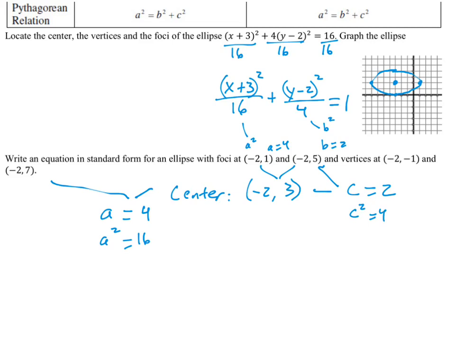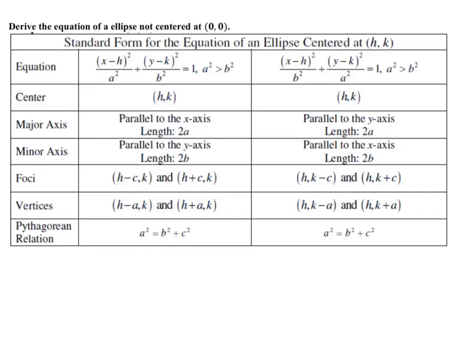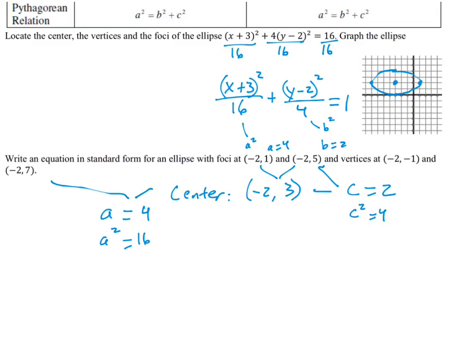And so we're going to use our Pythagorean relation to figure this out, which, remember, is a squared is b squared plus c squared, not the standard Pythagorean theorem. So we're going to have 16 equals b squared plus 4. You're going to subtract 4, and you'll get your b squared value, which comes out to be 12. So we have our center, we have our a squared, we have our b squared, and now we can write out our equation.